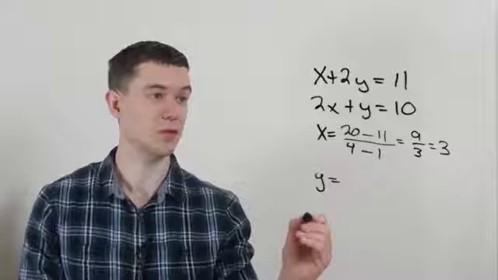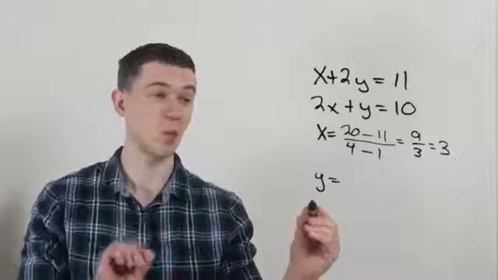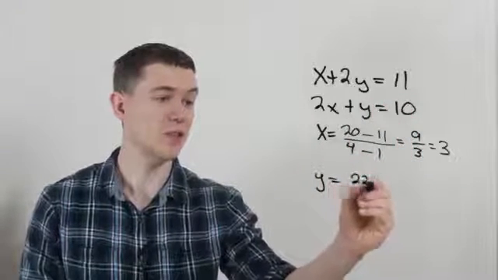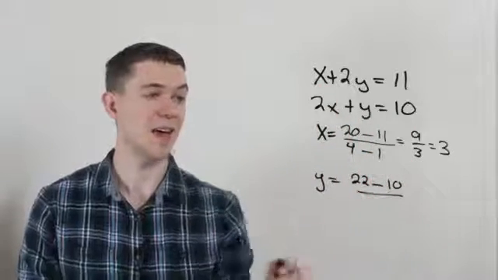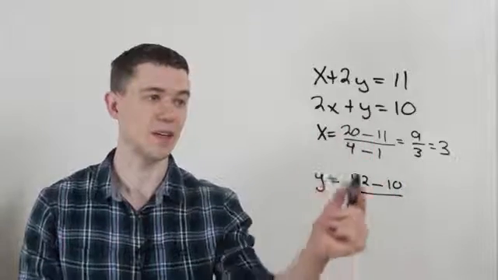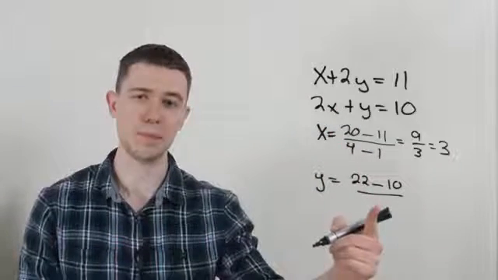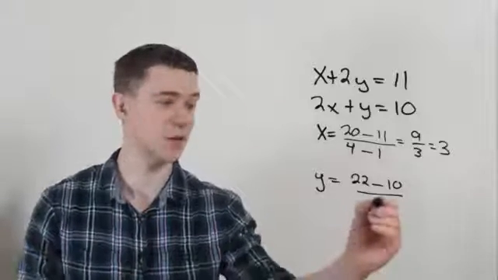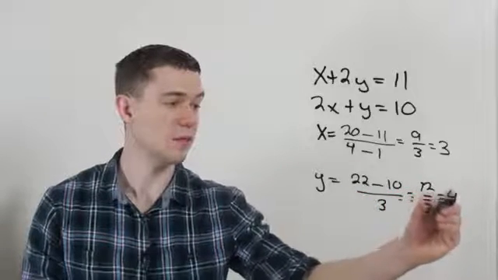Y is equal to, and it works just slightly different than the last time. So y is equal to 11 times 2 is 22, minus 1 times 10 is 10, and then I divide by the exact same thing I got last time. I work in here, 2 times 2 is 4, minus 1 times 1 is 3. You can just keep the denominator here. It's going to be the same. So when you're solving for y, it's even one less step. So I'll just keep that as 3. 22 minus 10 is 12 over 3. 12 over 3 is 4.